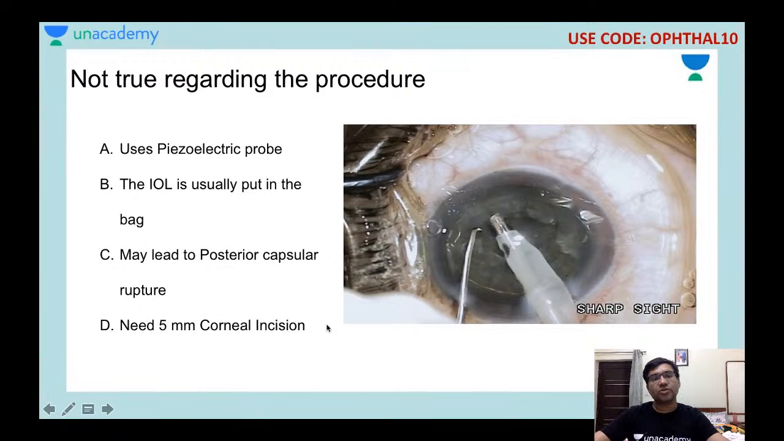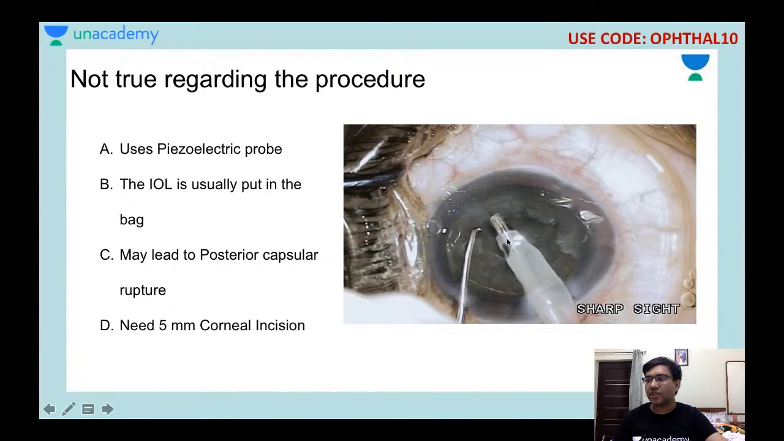Okay. So next question is not true regarding the procedure being done. Uses piezoelectric probe. The IOL is usually put in the bag. May lead to posterior capsule rupture. Need 5 mm corneal incision. So first of all, what is this surgery going on? So if you can appreciate, we have put a probe inside the lens and we are basically cutting the lens and chopping the lens. This probe then basically can aspirate all the lenticular material as well. So this is a phacoemulsification which is going on.